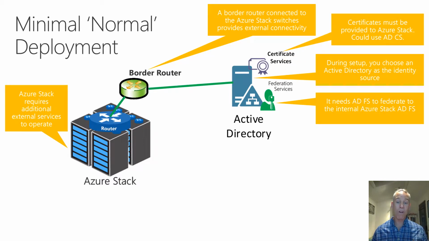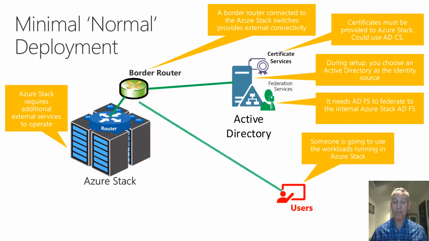You will also need to have certificates, so it would make sense to have some sort of CA sitting out there somewhere that can sit as part of your Active Directory. It could also be another separate standalone CA that's issuing certificates, but it needs to be accessible. And then obviously the users are going to need to have some way to access Azure Stack.